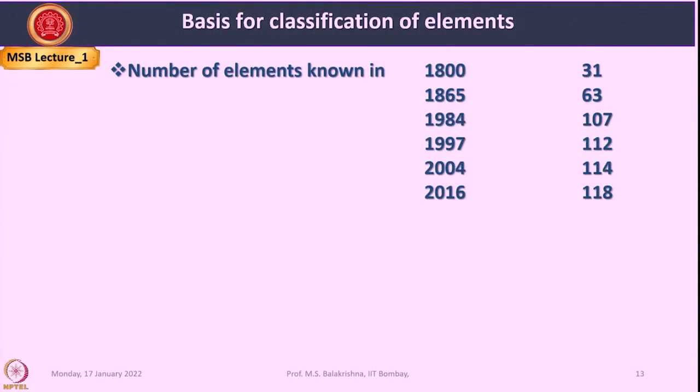In 1800, only 13 elements were known. In another 65 years, it almost quadrupled to 63, and in the next 120 years, it almost doubled again to 107. In 1997, 112 elements were known. In 2004, that number rose to 114. In 2016, the modern periodic table was completed with 118 elements.